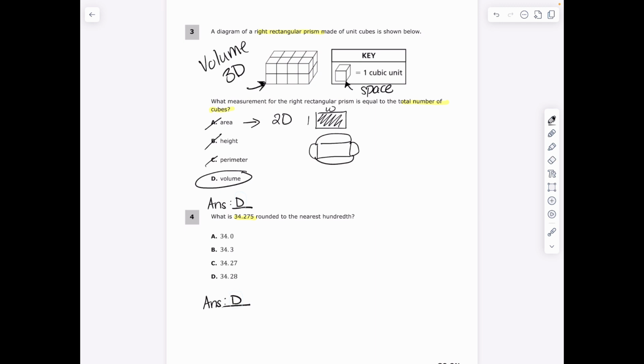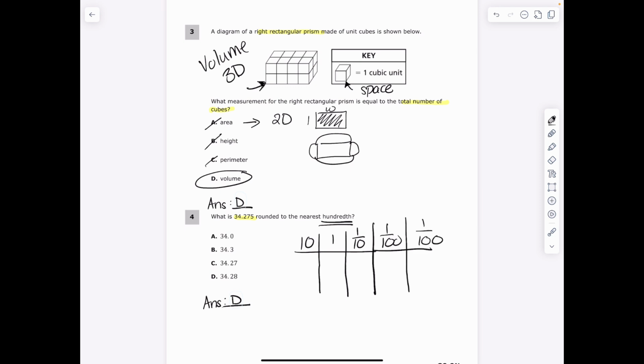When I want to know the place value of a number, because I need to know where the hundredths place is, I know that I have tens, ones, and then they're all getting smaller by a value of 10. So I have tenths, hundredths, thousandths. And here's my decimal right here.